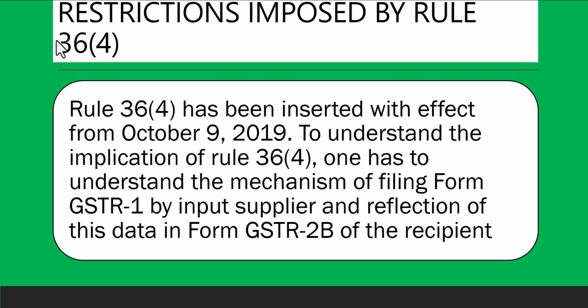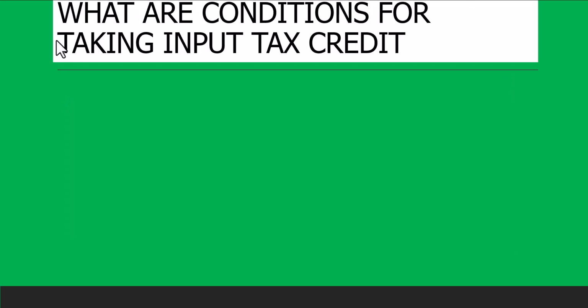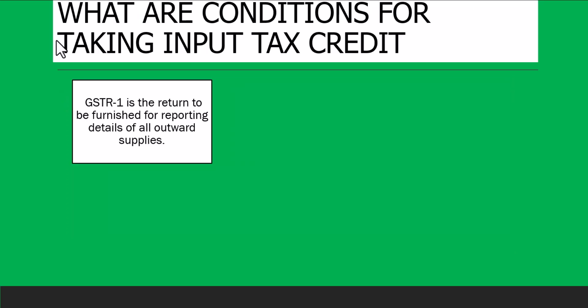So the GSTR2B return becomes the final document on the basis of which you can take the input credit. Maybe you have purchased a lot of things, but you find that GSTR2B is not giving all the details of what you have purchased, but you will be entitled to the input credit only to the extent of what is mentioned in GSTR2B. So let's read this. First, read this. What are conditions for taking input tax credit?